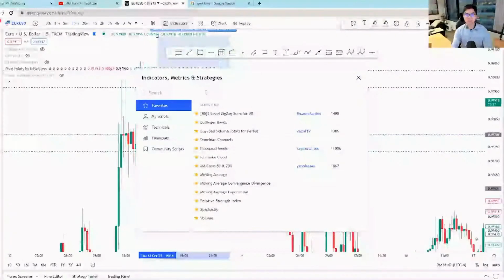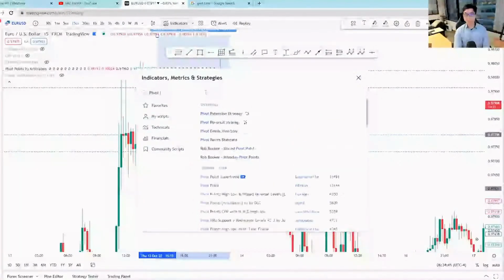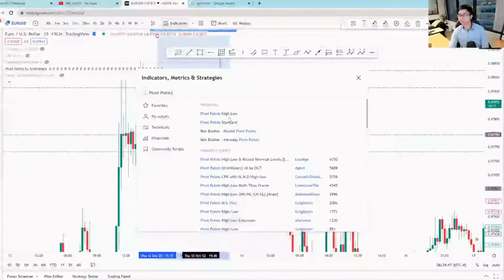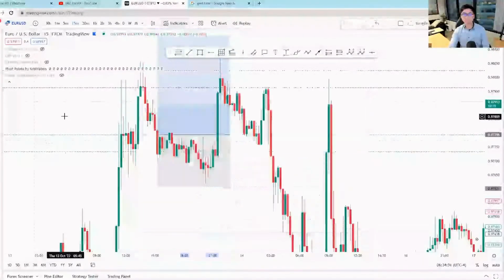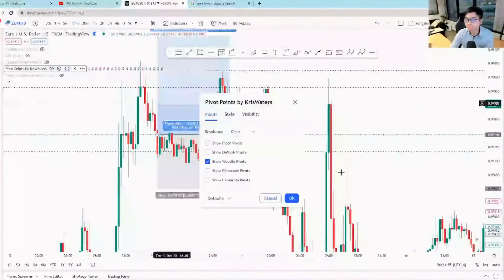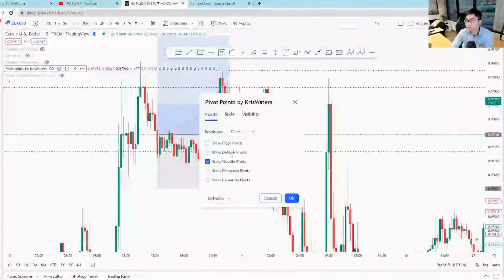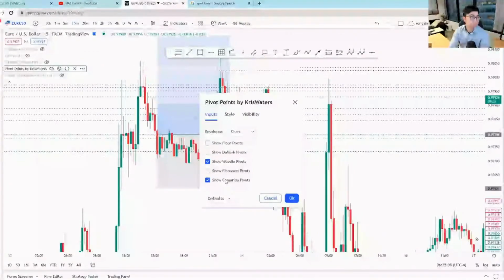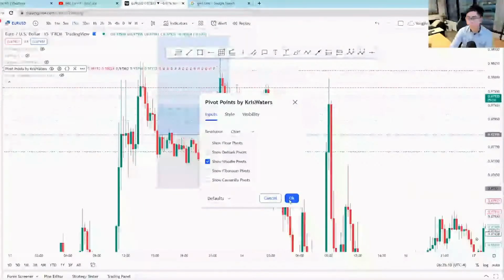Okay, so the indicator that I currently am using is pivot points by Chris Waters. This indicator is actually quite good because in the settings, we can show the four pivots. This pivot I'm not presenting. So we are showing the Woody pivots, the Fibonacci pivots, and the Camarilla pivots. So it's like an all-in-one indicator.